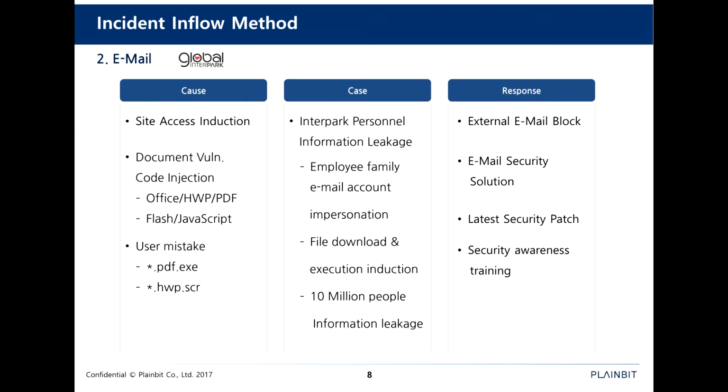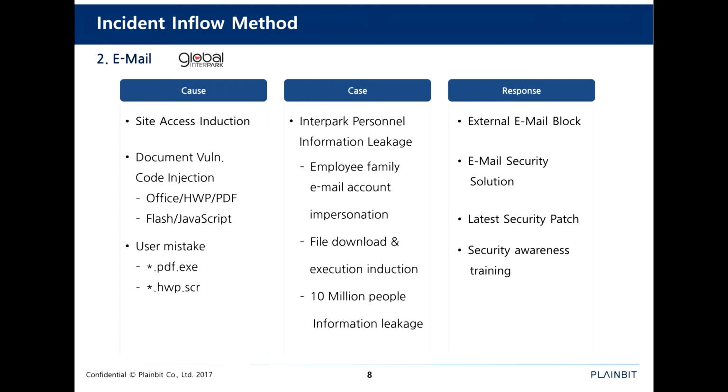Often, the vulnerability is not exploited and only the extension is changed to cause the user's mistakes. A typical example is Interpark information leakage at the end of 2016. Interpark is a top 5 online shopping mall in Korea, where the attacker masqueraded as a sibling of the internal employee and sent an email attachment to induce execution of attached file.